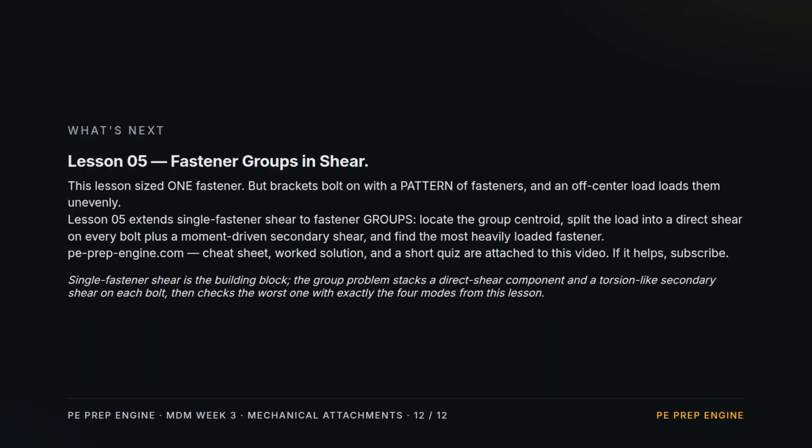Next up, Lesson 5. Fastener groups in shear. Here we sized a single fastener, but real brackets bolt on with a pattern, and an off-center load shares out unevenly. Lesson 5 extends single fastener shear to groups. Find a centroid, split the load into a direct shear on every bolt, plus a moment-driven secondary shear, and find the most heavily loaded fastener.